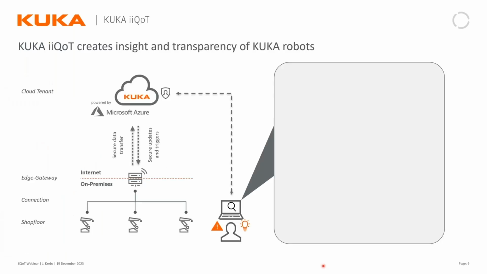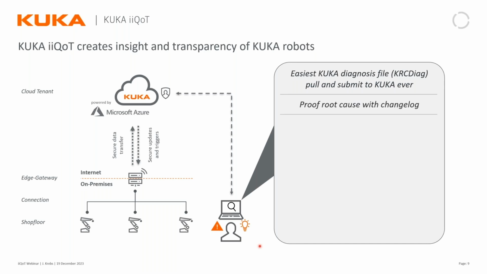If we get to my second point of the agenda, KUKA iiQoT, we do have this picture, we have seen it. If the customer uses iiQoT, a couple of things where transparency is really useful is that we now with iiQoT have the easiest KUKA diagnostic file pull and submit to KUKA ever. You will see in a second when I show you the product demo.